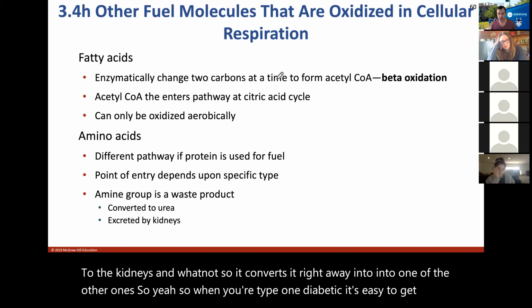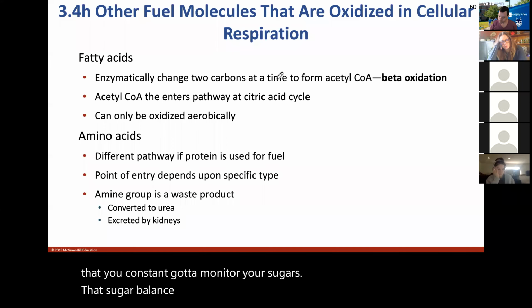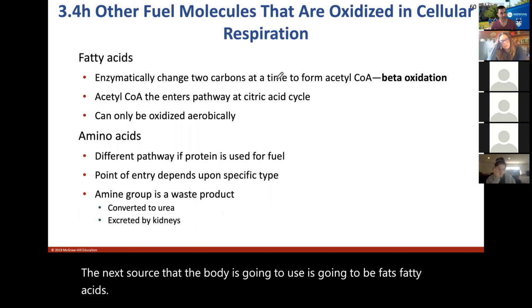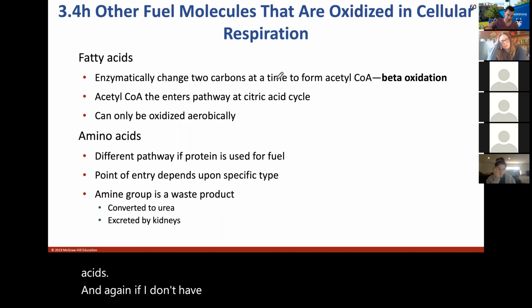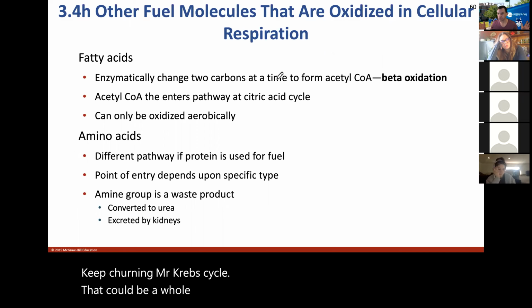You constantly got to monitor your sugars, that sugar balance within the blood, to really make sure, because if you don't, the next source that the body's going to use is going to be fatty acids. And again, if I don't have enough carbohydrates to keep churning Mr. Krebs cycle, that could be a whole world of S word for that individual. Systems can start shutting down.